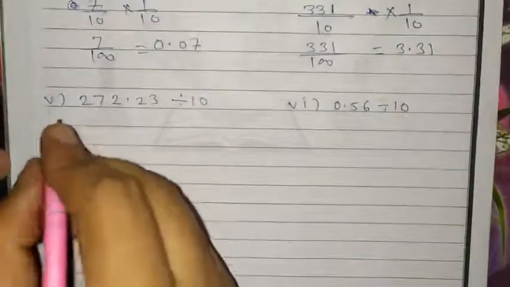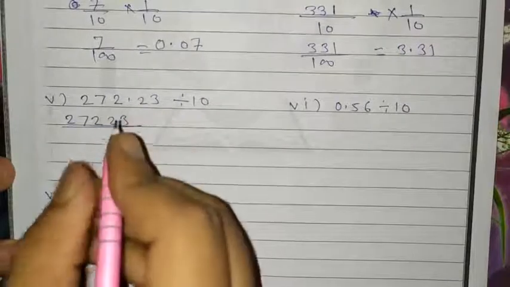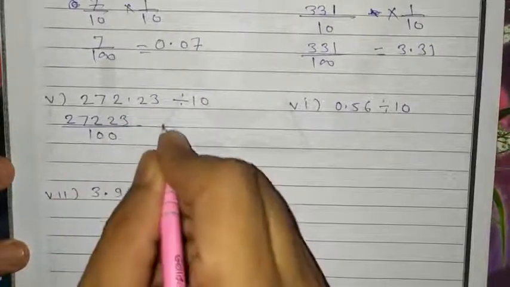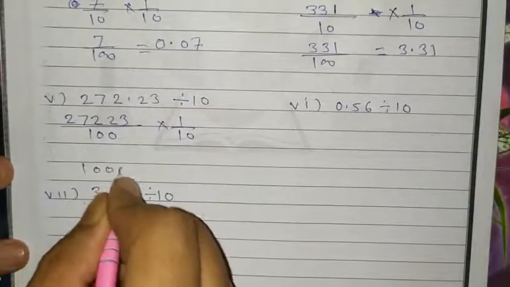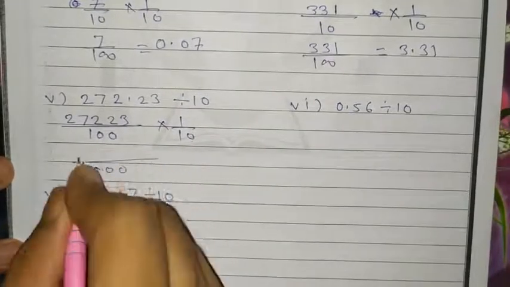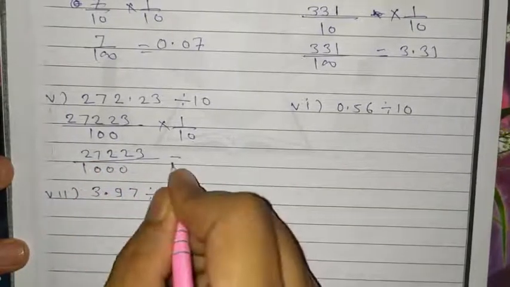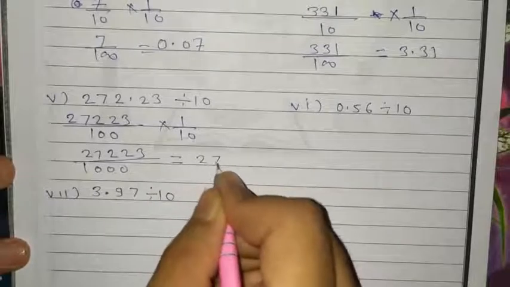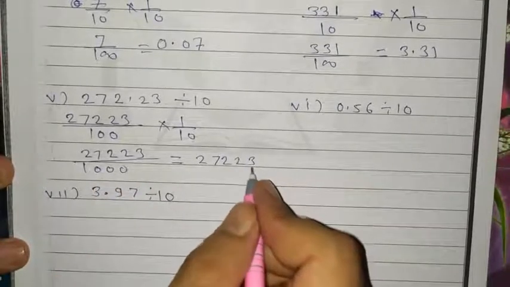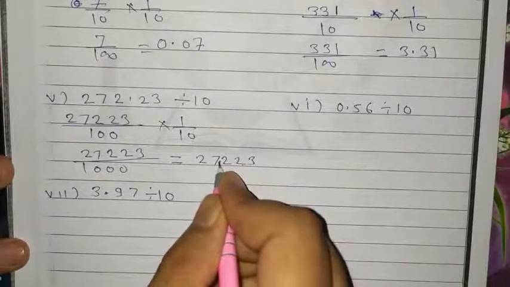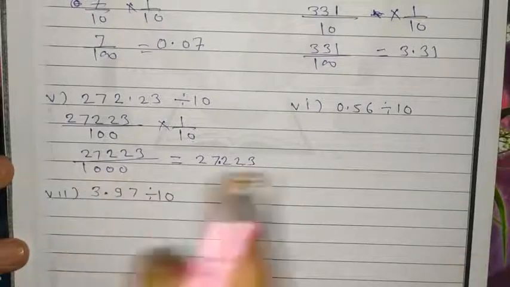Fifth one, write the first number without point. So after the point, two numbers, so which is divided by 100. Reciprocal is 1 upon 10. So it means downside how many 0s? 3 0s if you do multiplication. 27223. Now here in the answer you first write the number as it is. So 3 0s means from the right hand side you count 3 numbers, 1 2 3, and here you give the point. It means after the point 3 numbers, because here we have 3 0s.